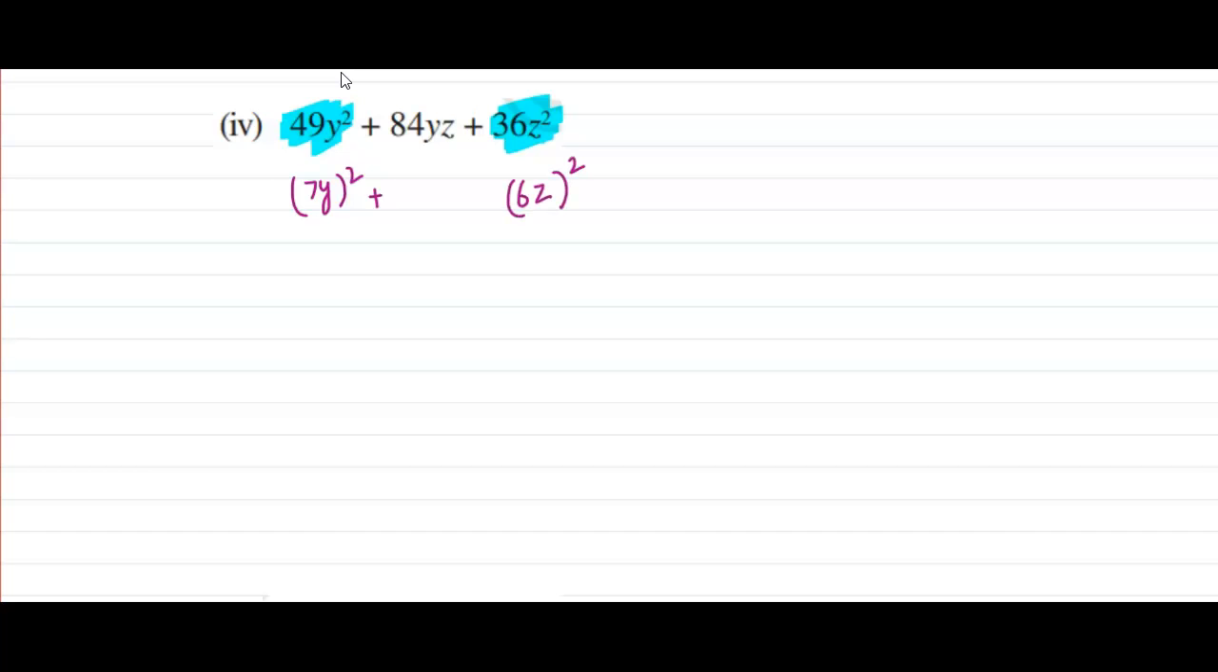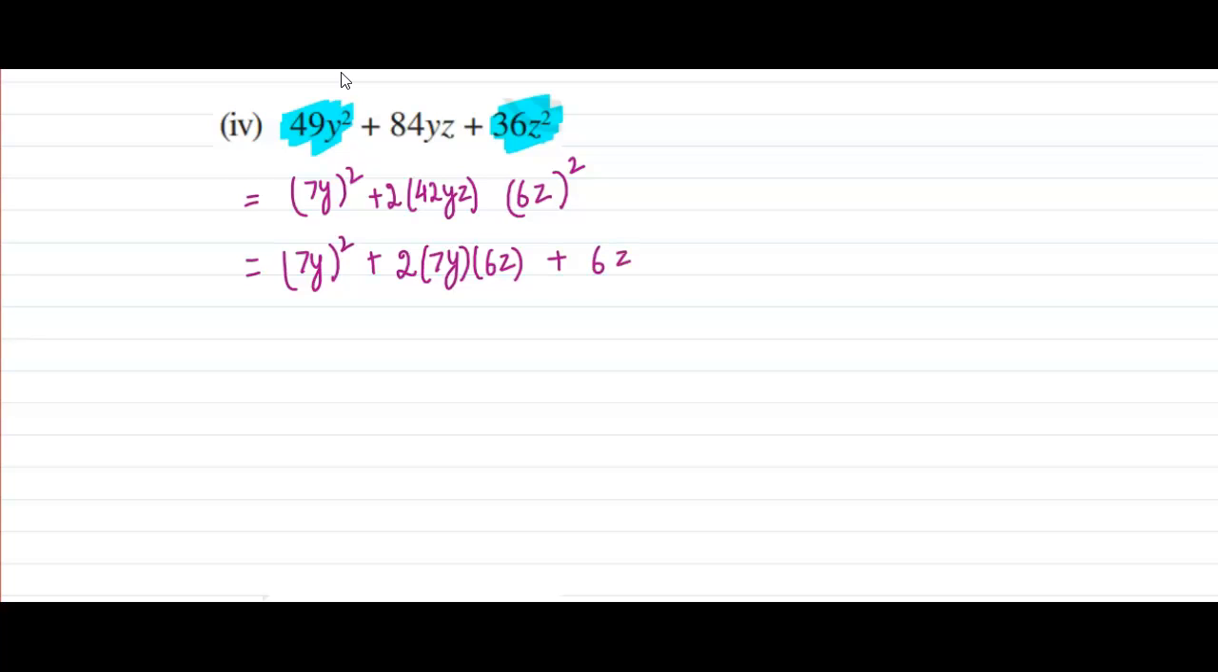Now if you divide the middle term by 2, you will get 42yz. We know the factors of 42. 42 can be written as 7 into 6. So that means we can write the middle term as 2 into 7y into 6z.